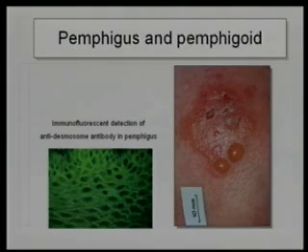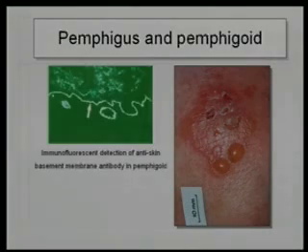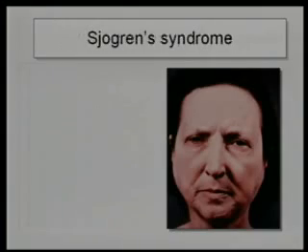Pemphigus, immunofluorescence, detection of anti-desmosomal antibodies. Desmosomes are proteins between cells, and this causes blistering. There are similar symptoms in pemphigoid, which is pemphigus-like, but in this case the antibodies are against the basement membrane. I'm giving you the whole list where there is no connection between the name and what the antibodies are. Those are the ones that you've got to memorize.